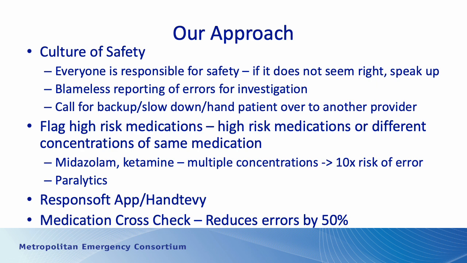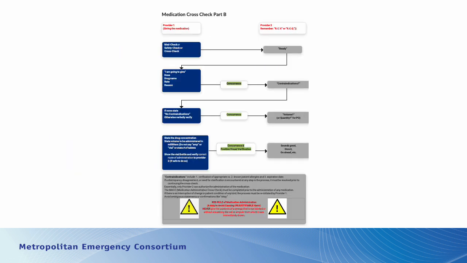And then our medication cross-check procedure, which is probably the last thing I'm going to talk about. It's been shown to reduce errors. Here I say 50%, but it's between 50% and two-thirds based on the studies that have come out of Kansas, where the cross-check procedure was started. So talking about that, this is right out of the protocol. On the left-hand side, you've got provider one who's going to provide the medication, and provider two who's going to verify. Provider one is going to start the conversation, calling for a medication cross-check.